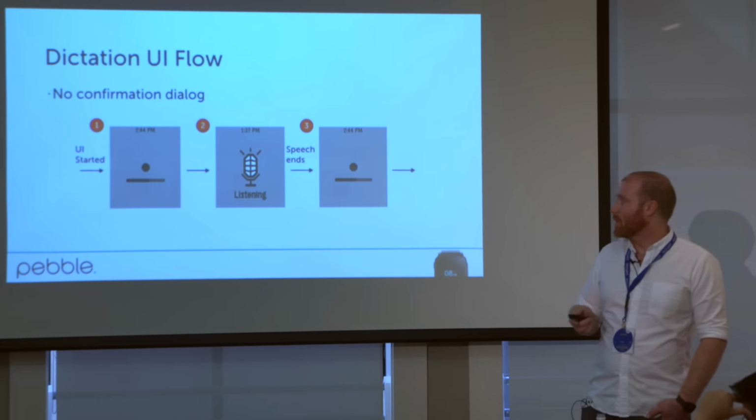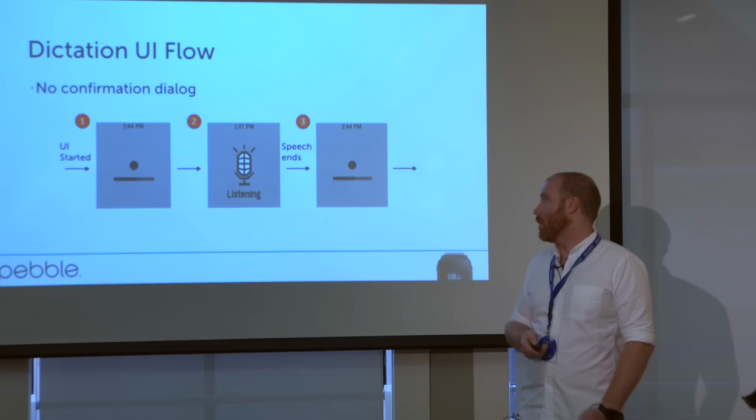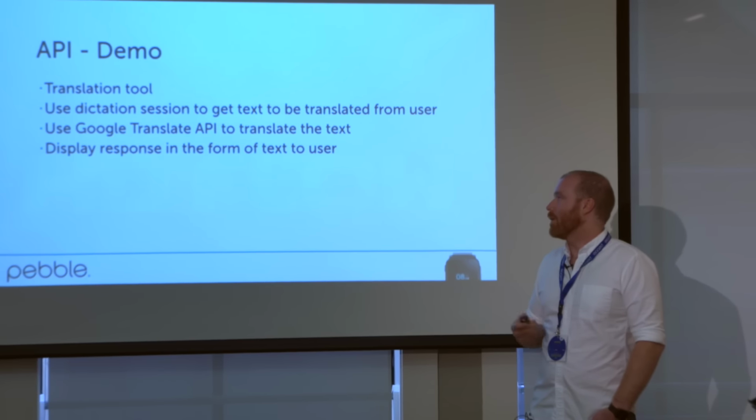This shows what the UI looks like without the confirmation dialog. There's no backing out. It just goes from the beginning to end. If there's errors enabled, you'll still see the errors and it will go back to the start. Otherwise, it exits the UI once you've got a transcription or an error. Oh, sorry, errors, you will see the error.